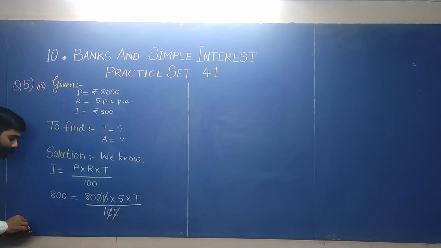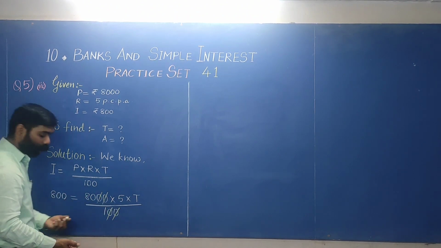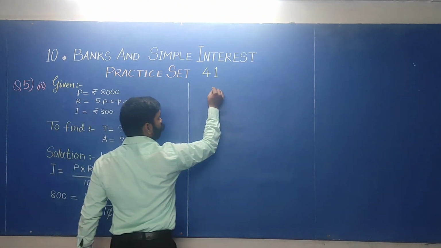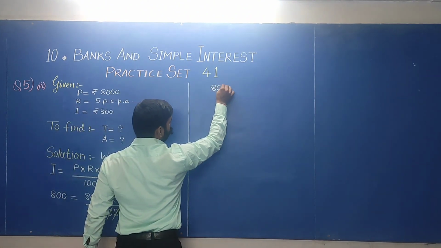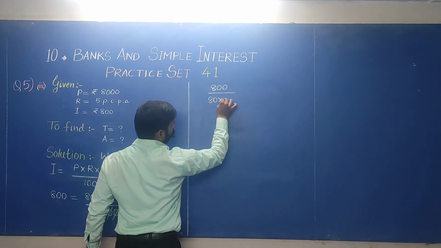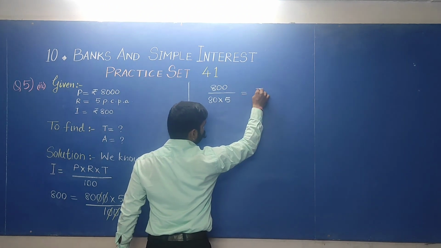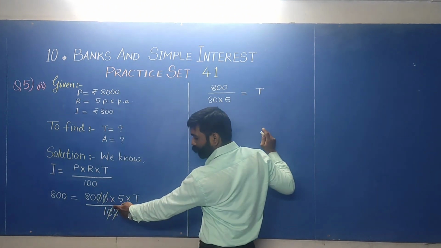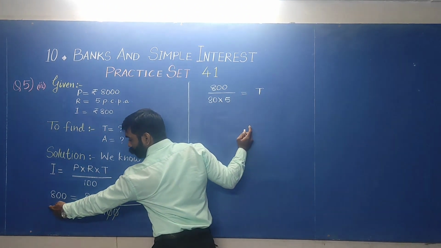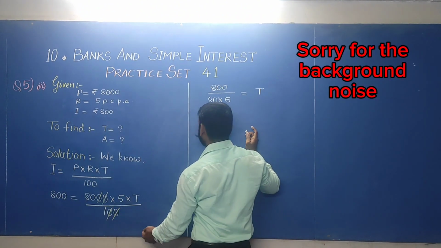Okay, 0 0 cancel. Now 80 will be taken to left hand side and 5 will be taken to left hand side. It will become denominator. It will come into denominator. So we will have 800 upon 80 multiply by 5 is equals to remaining is T. Okay students, I hope this is understood. 80 is going in denominator, 5 is also going in denominator, as these are multiplication.